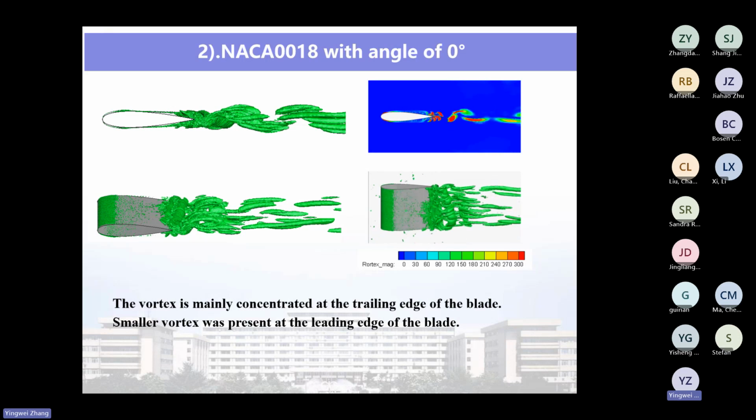The figure shows the flow field of a clean NACA018FL at an angle of attack of 0 degrees. As can be seen from the figure, the vortex is mainly concentrated at the trailing edge of the blade, and the pressure and the suction surface behave similarly. In addition, a smaller vortex was present at the leading edge of the blade.